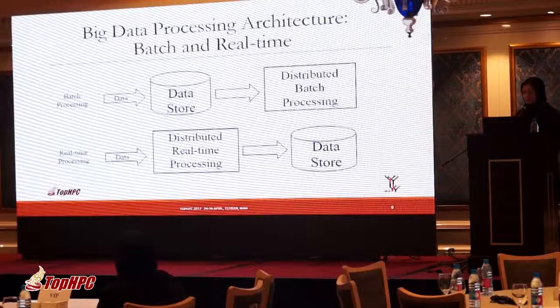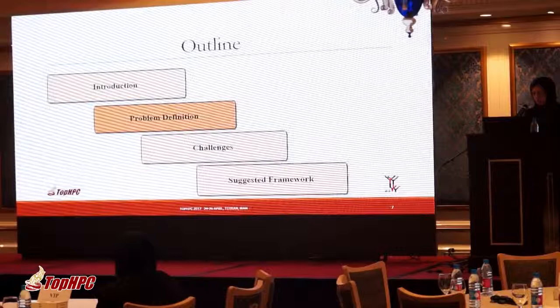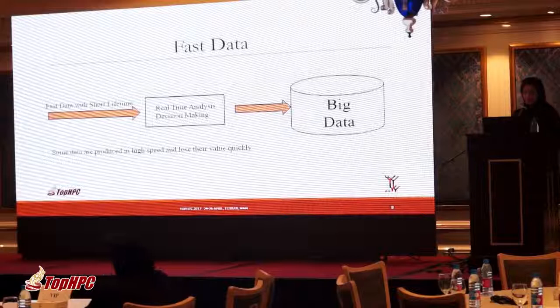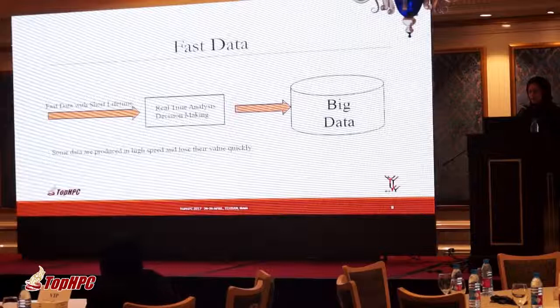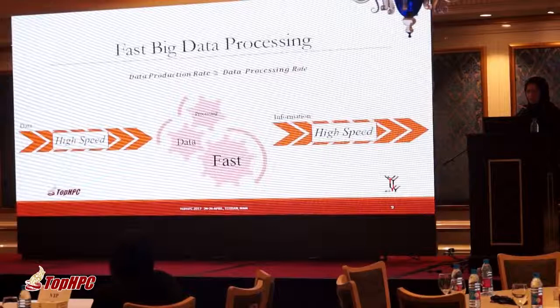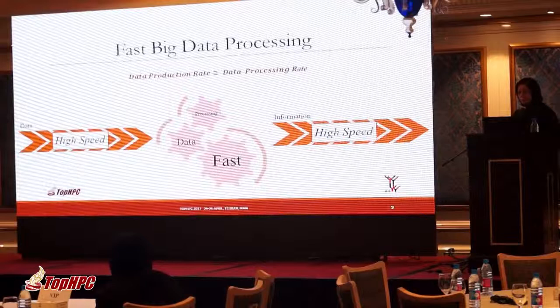Now I'm going to talk about problems in the fast big data processing. Some data are produced at high speed and lose their value quickly, so we have to analyze them in real time for decision making and then store the data. Fast big data processing means the data production rate must be approximately near to the data processing rate.